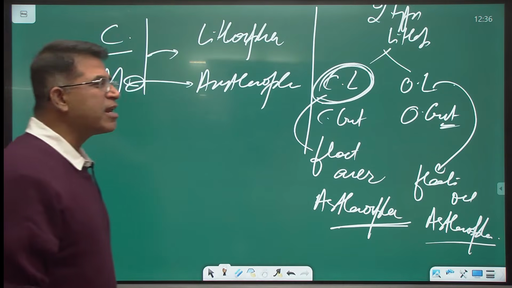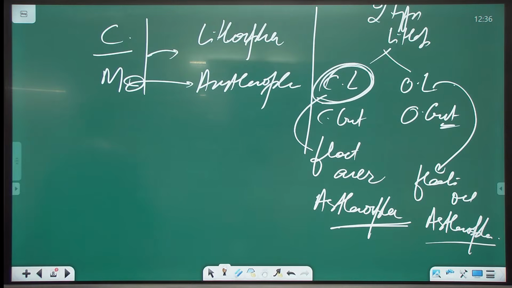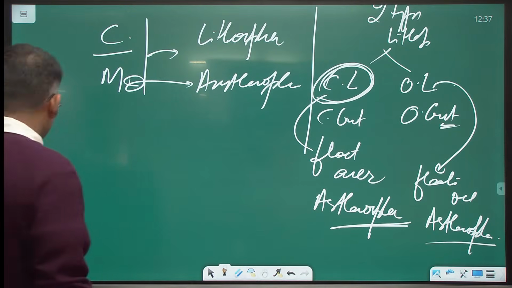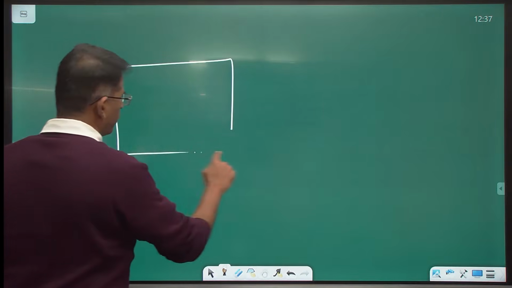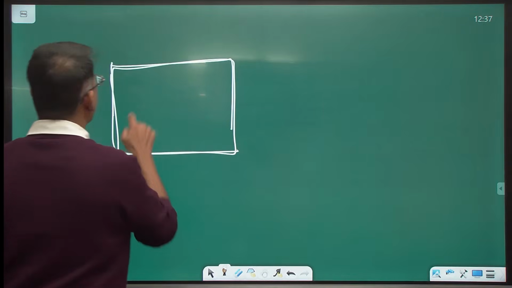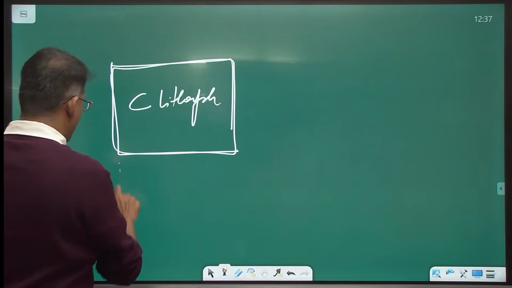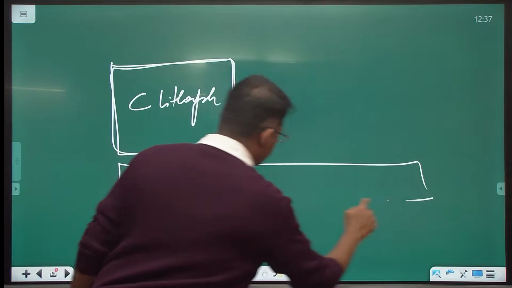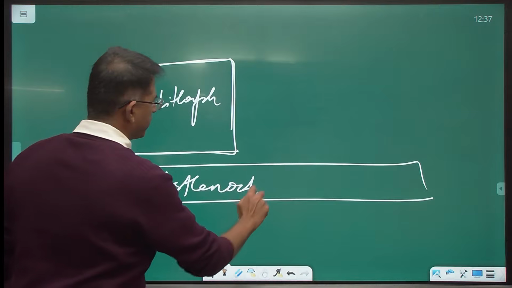The continental lithosphere floats over the asthenosphere, and the ocean lithosphere also floats over the asthenosphere. So we have continental lithosphere floating over a common asthenosphere.